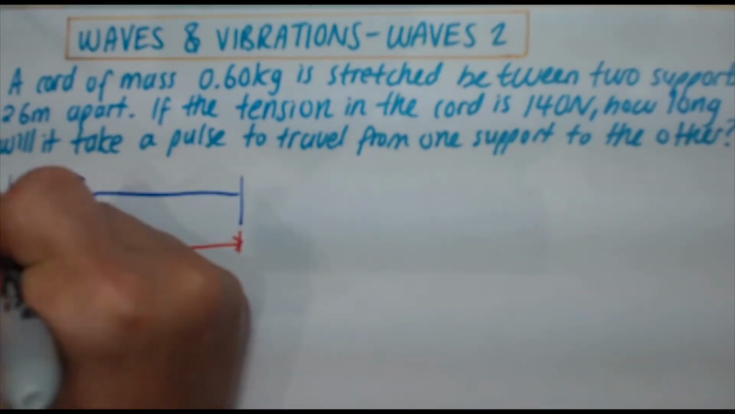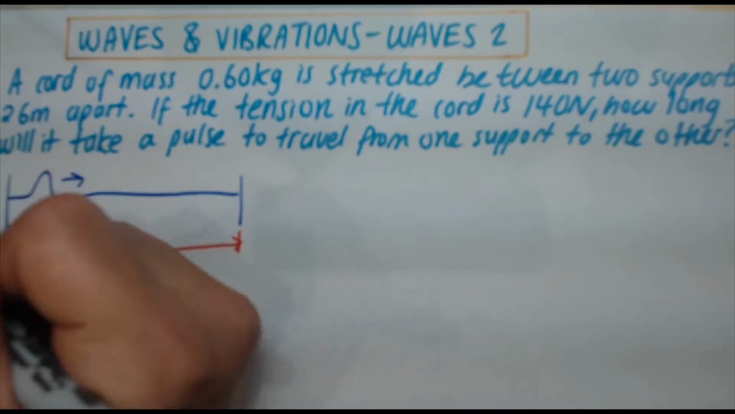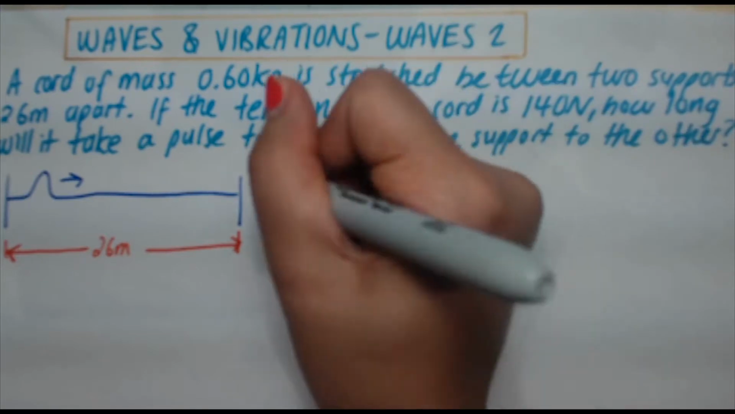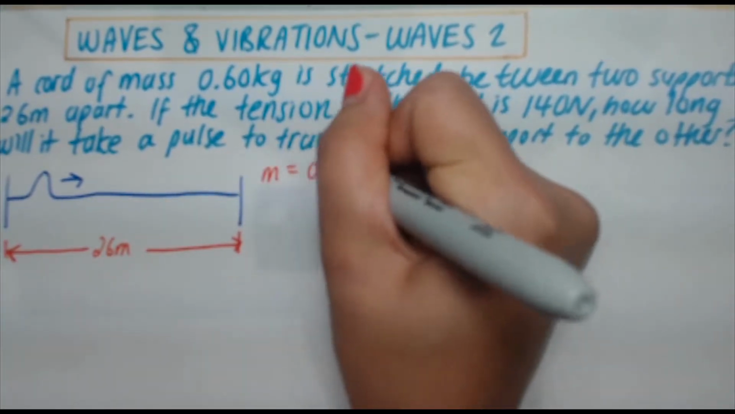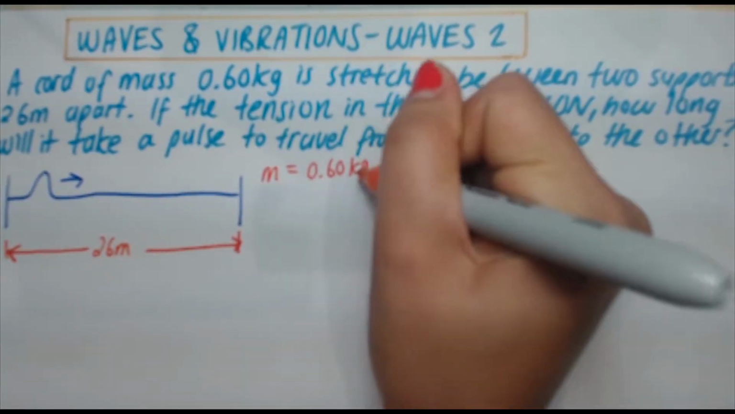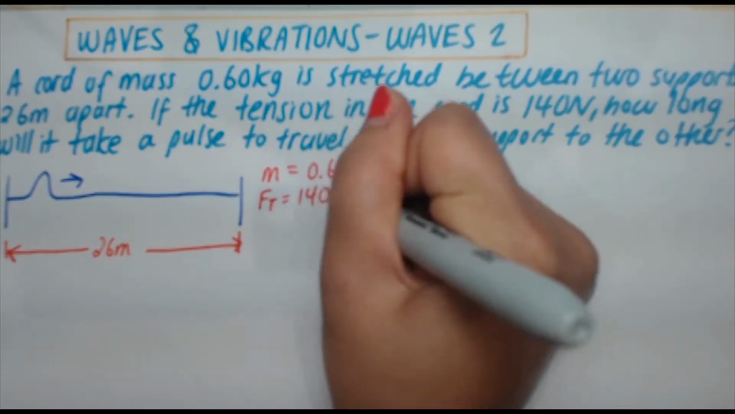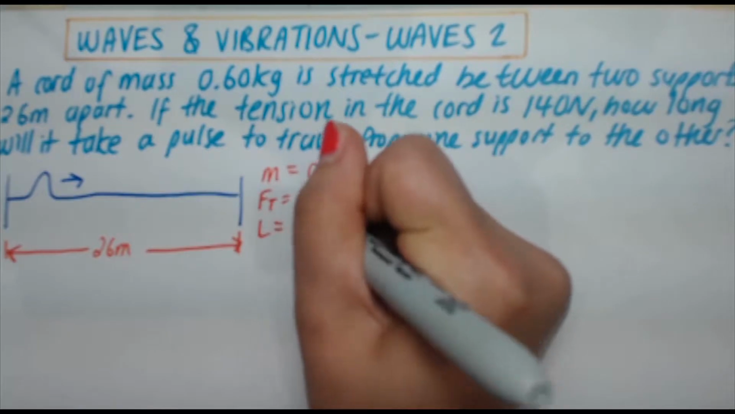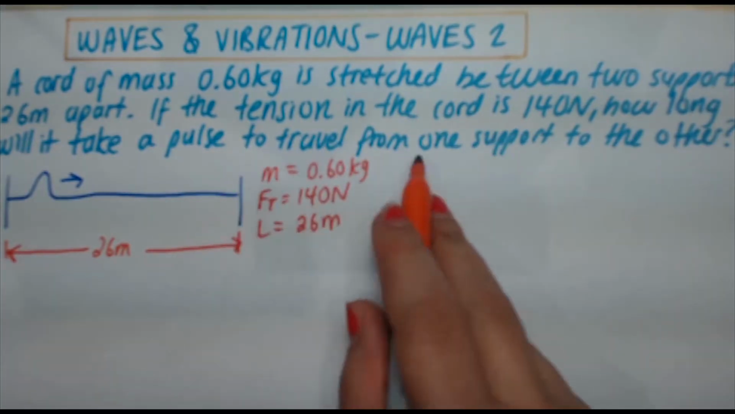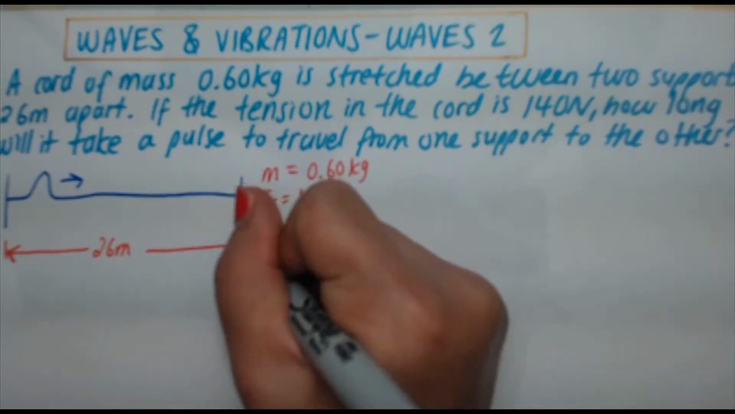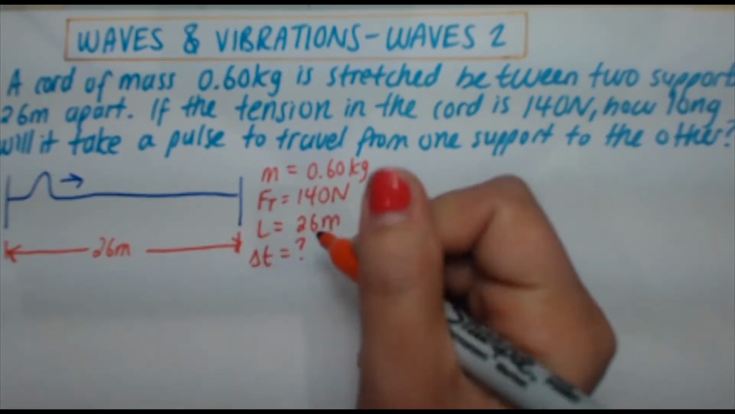The next step is to identify what pieces of information you're given in the problem. For example, we're told the mass of the cord is 0.60 kilograms, the force of tension in the string is 140 newtons, and the length of the string is 26 meters. We're tasked with finding the time, how long it will take for the pulse to travel from one support to the other. So we're looking for delta t.